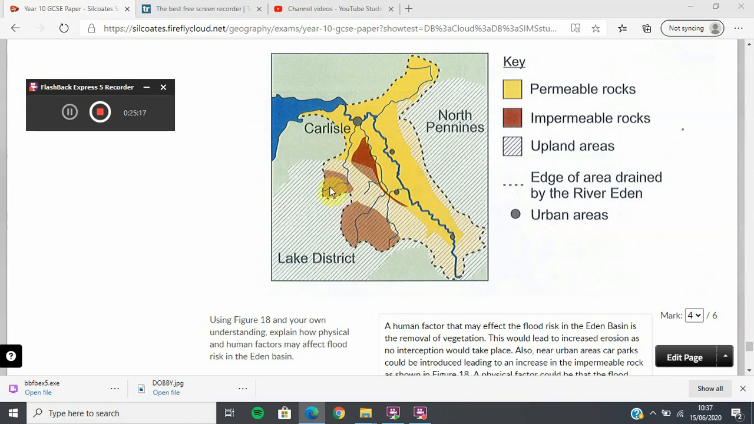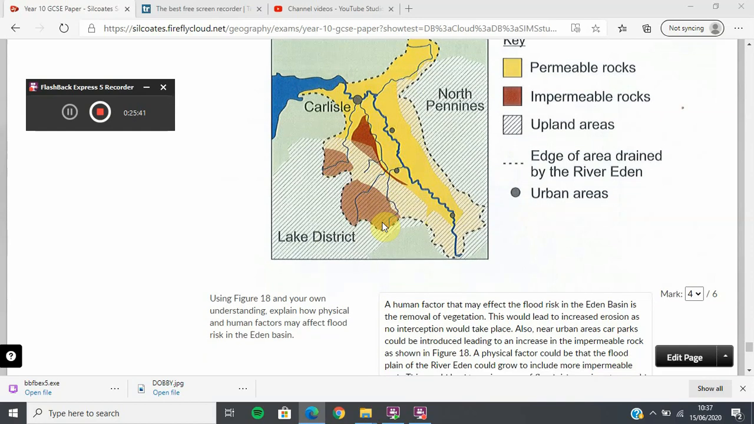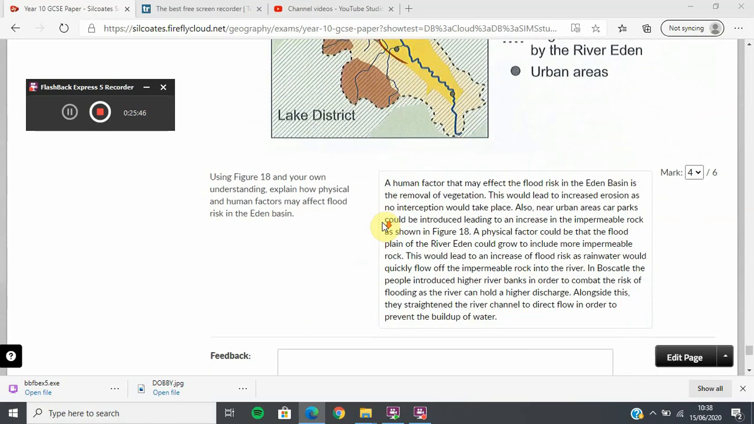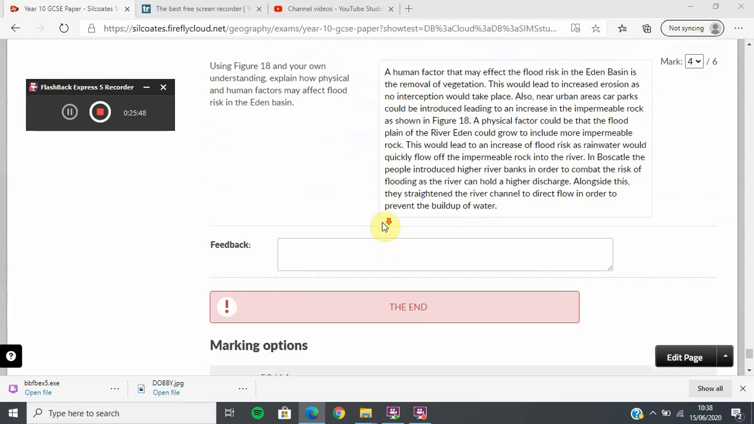A few people correctly talked about the fact there's lots of upland area very close to this river. Therefore, it's going to be very steep slopes, so water's going to move very quickly into the river as well, therefore making it more likely to flood. They'd be the sorts of things you'd want to really discuss here. Okay. And again, a bit of detail, mentioning the words figure 18 in your answer. You can get up to the top end. Again, the quality of your writing is key here. Have you linked things together?